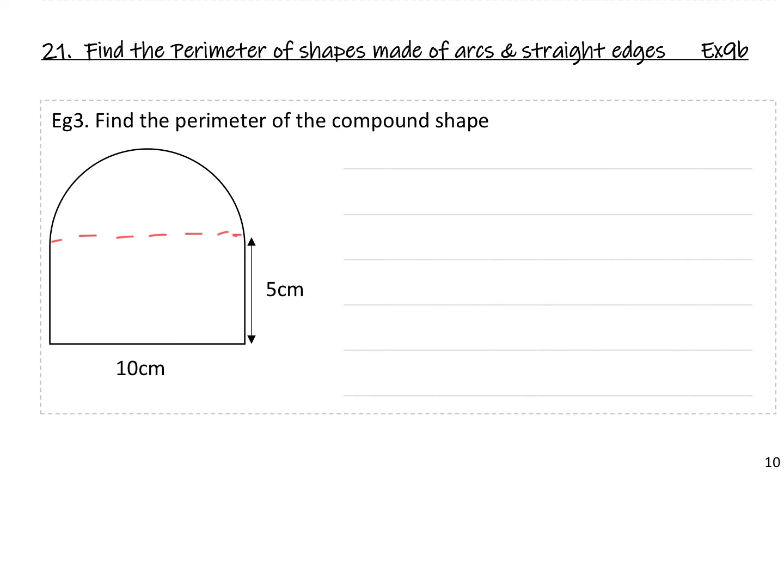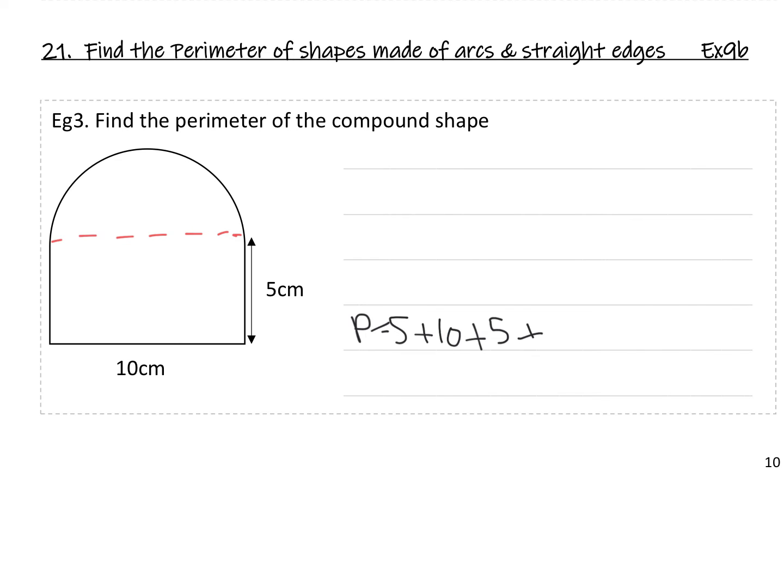The perimeter is going to be the distance around the outside. So that's going to be 5 plus 10 plus this distance here, which is the same as this one, which is 5, plus this distance here, which I don't know. So I'm going to have to find that out first before I can add it on to the 5, 10 and 5. So how do I work it out?